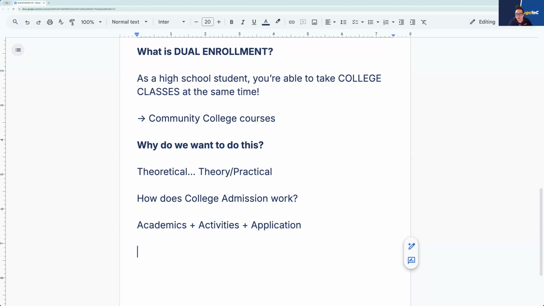From here, what you want to do is we're going to focus on the academics.